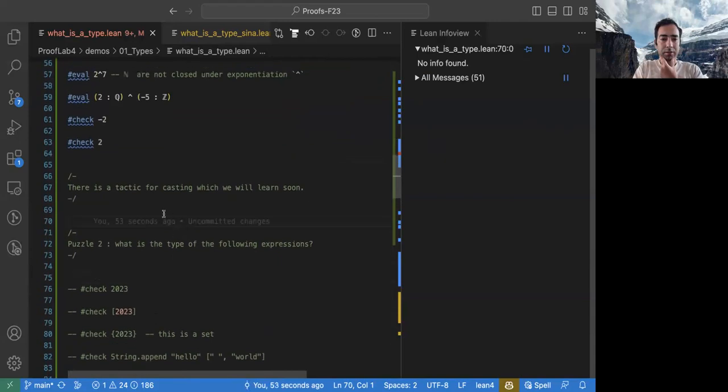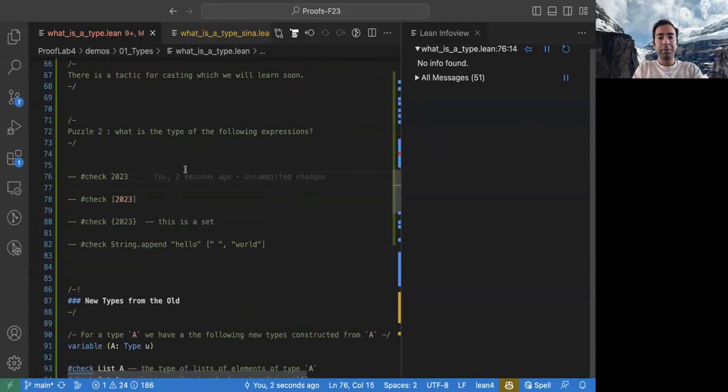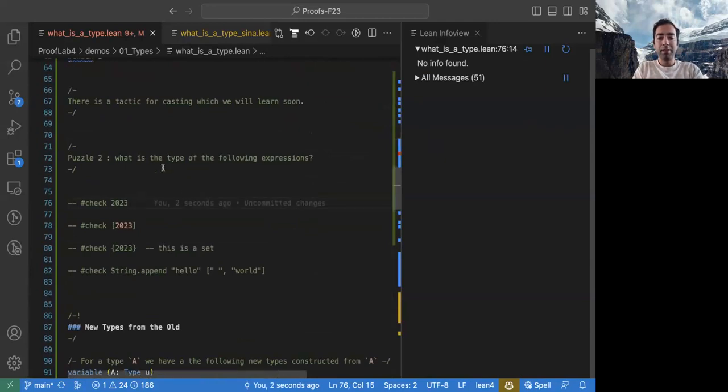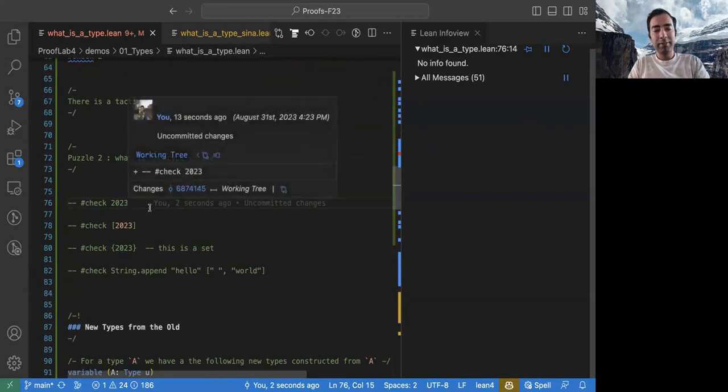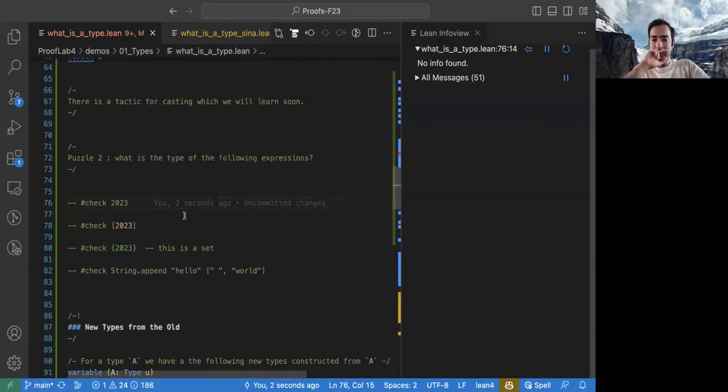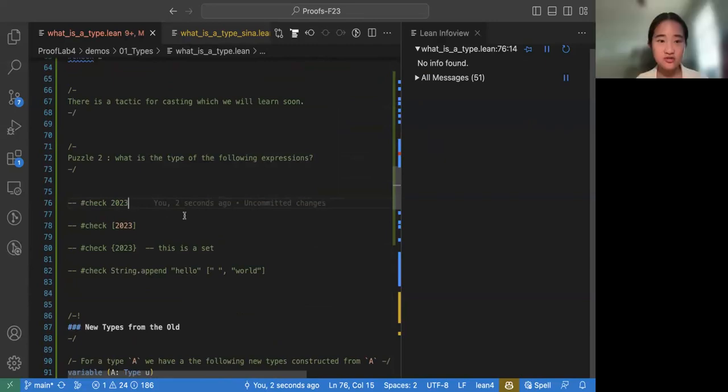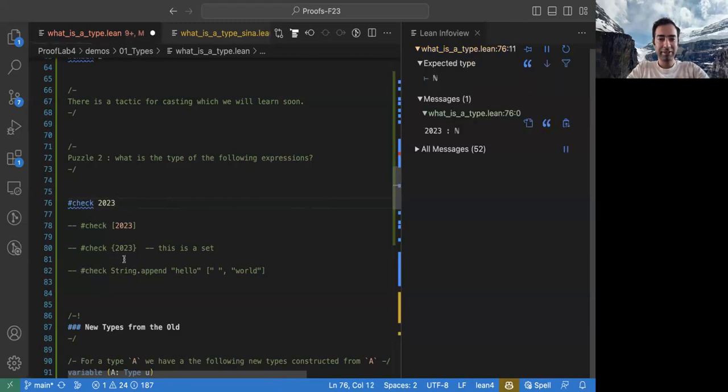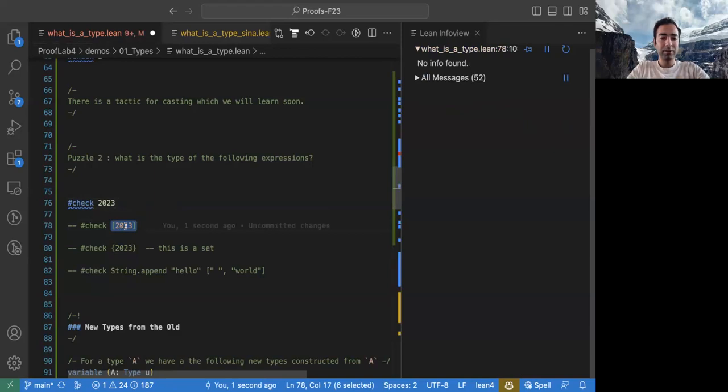Okay, so that was puzzle 1, and maybe now we do puzzle 2. I want you to be Lean for a moment and give me the type of the following expressions. So if I check 2023, what do I get? Natural number? I hope so. Yes, good. What about this funny thing? Bracket, 2023, bracket.